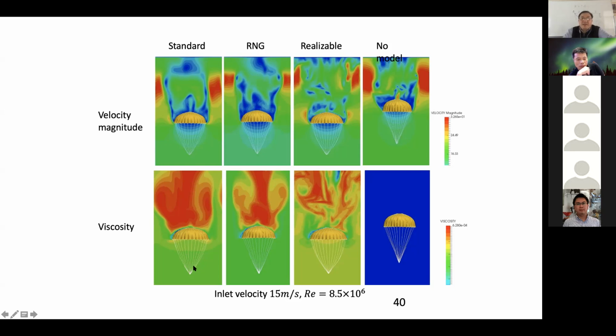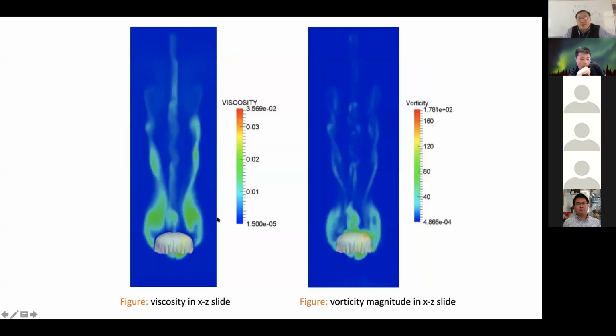However, later we found out that if we have a cargo or payload here, a rigid body, which we'll talk about later, there is a wake flow of the cargo that will affect the dynamics of the parachute. And so you can see from this picture that the turbulence flow is mostly behind the canopy.